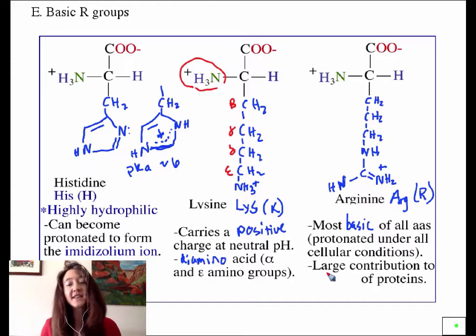Which we understand probably means that it's going to make a very large contribution to the overall charge of proteins, and namely to the positive charge. If we see a protein that is rich in arginine, we can say that it is likely to be a basic protein. Beautiful. So these are our basic amino acids, and I don't want to leave out the acidic amino acids, so we'll turn our attention next to looking at those.